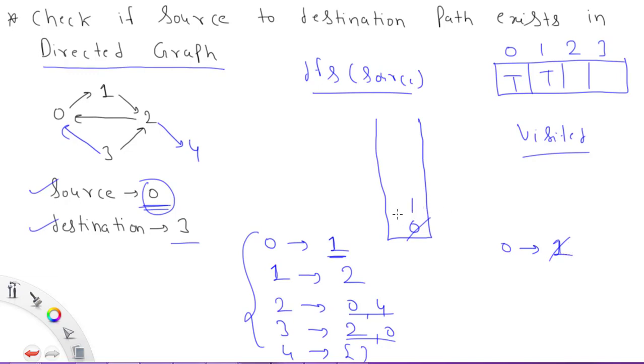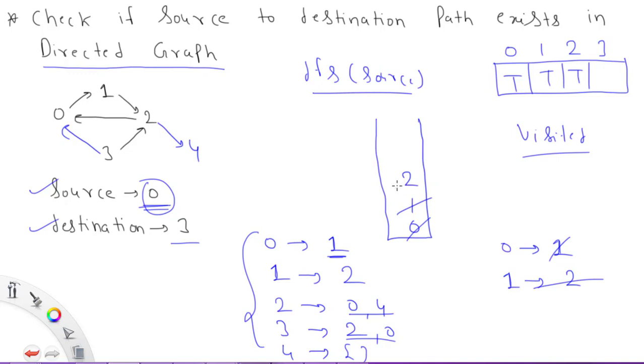So the top element is 1. Again I will remove the 1 from here and check what the neighbors of this 1 are. The neighbor of 1 is 2. It means this can go to this index, right? Now I will check whether 2 is visited. 2 is not visited, so I will mark it true here and I will put the value 2 here, right? So it is done now.